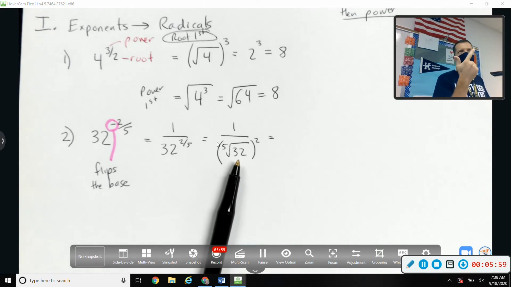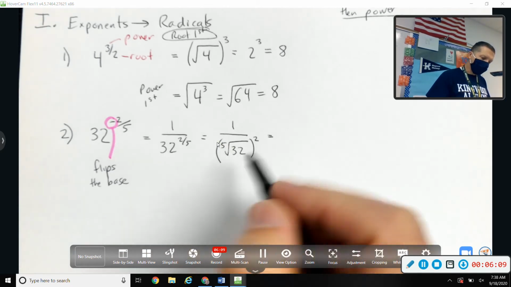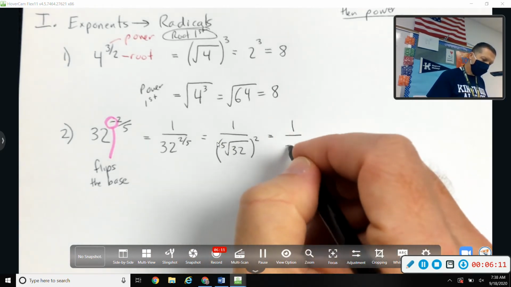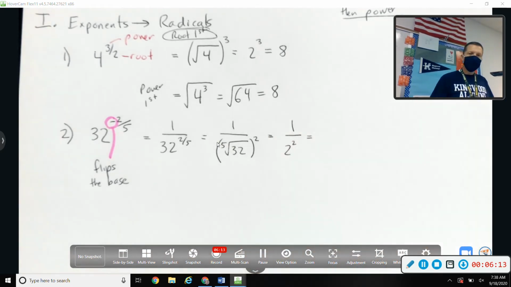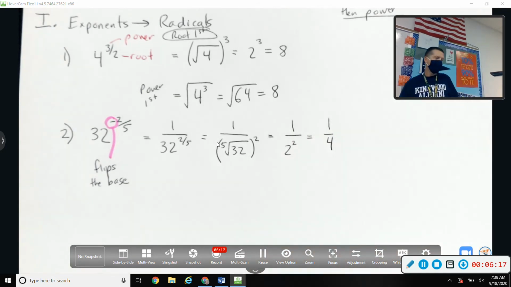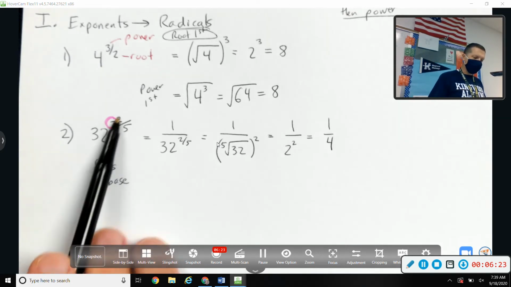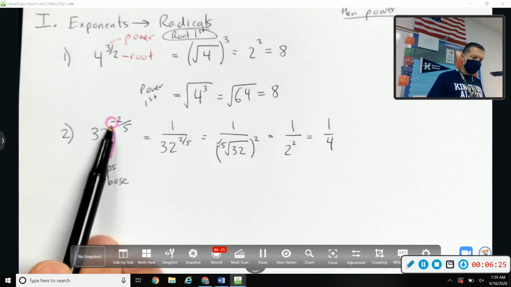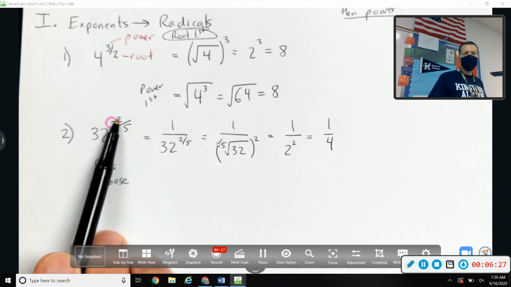2 times 2 is 4, times 2 is 8, times 2 is 16, times 2 is 32. So 2 five times is 32. That means the fifth root of 32 is 2. And then 2 squared is 4. So 1/4. Not a hard problem, but there were 3 pieces to handle there. There was a negative to flip it, a root, and a power.